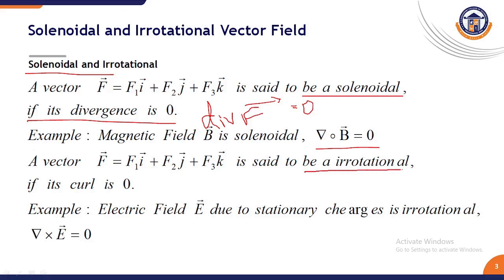Next, define the irrotational vector. If curl F equal to 0, then the vector field is known as irrotational vector field. That means there is no rotation in the vector field. The example for irrotational vector field is the electric field E due to stationary charges, which is irrotational. That means del cross F vector equal to 0.